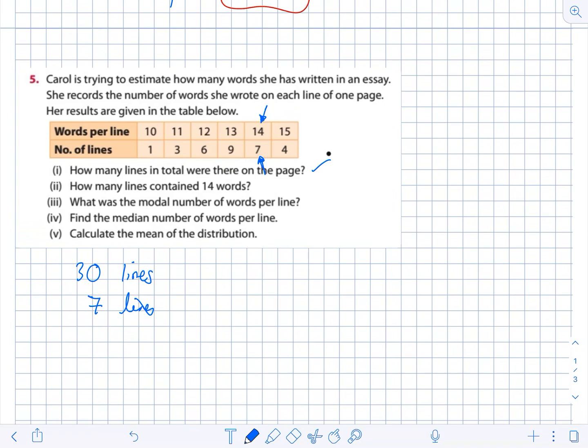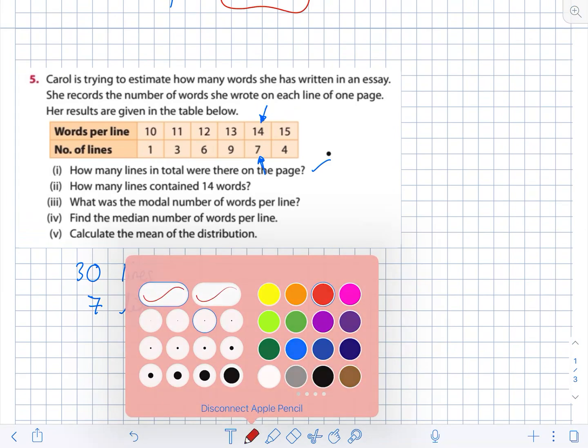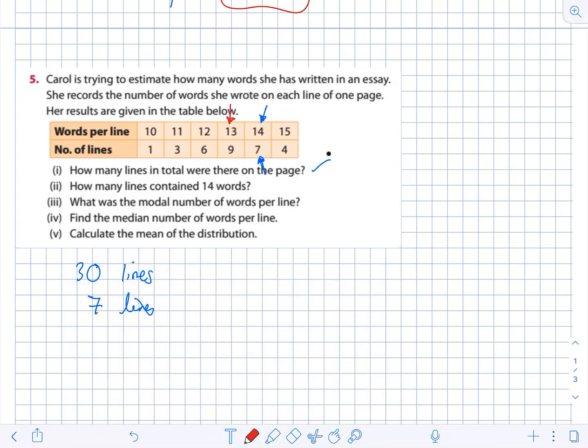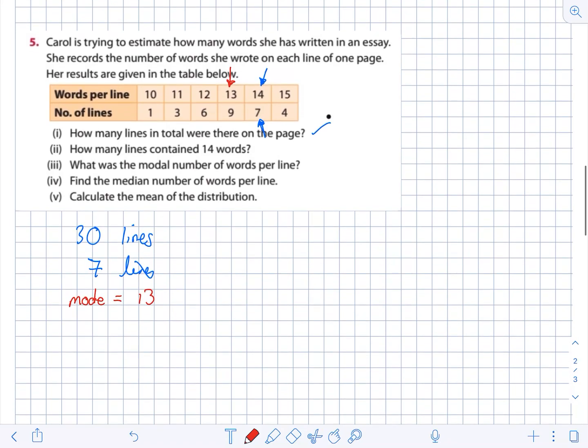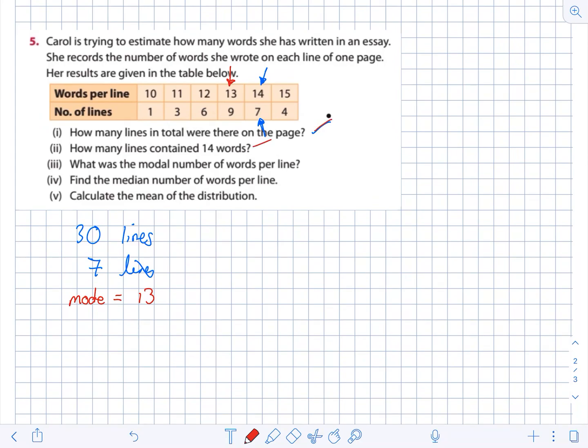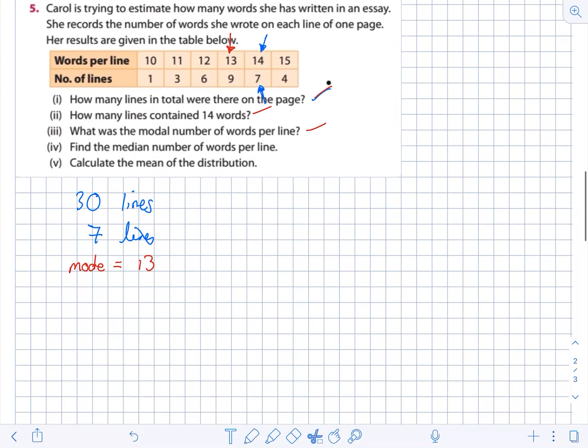What was the modal number of words per line? Modal means the most common number of words per line. And so we're in frequency and we're looking for the one which occurs the most frequently. And it's going to be this one here, I think. So we're talking about 13. So mode equals 13. So that's that. Find the median number of words per line.